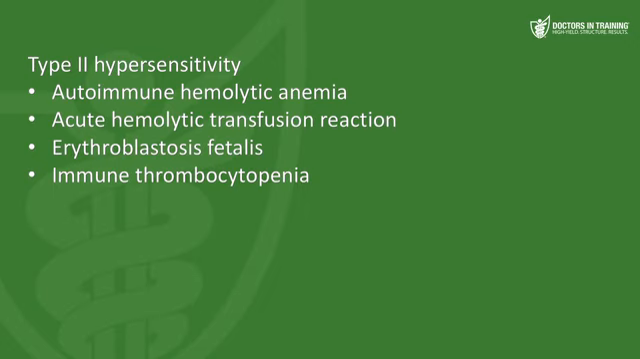Another type of anemia caused by a type 2 hypersensitivity is pernicious anemia, where the autoantibodies attack the parietal cells of the stomach, which produce the intrinsic factor. And there are also autoantibodies against the intrinsic factor itself. Without intrinsic factor, the patient can't absorb vitamin B12 in the terminal ileum, and that leads to B12 deficiency, which then causes anemia and peripheral neuropathy.